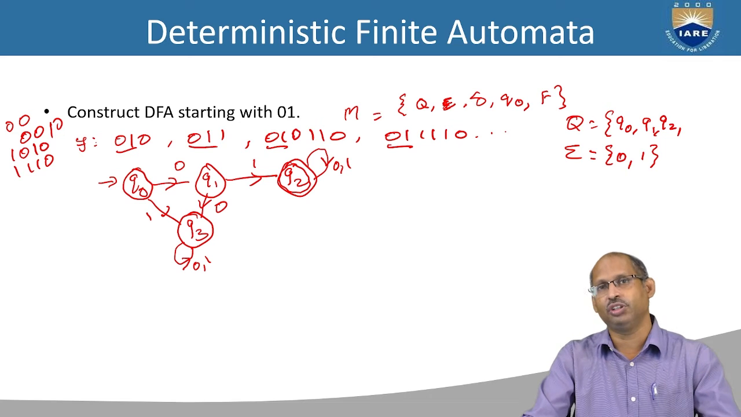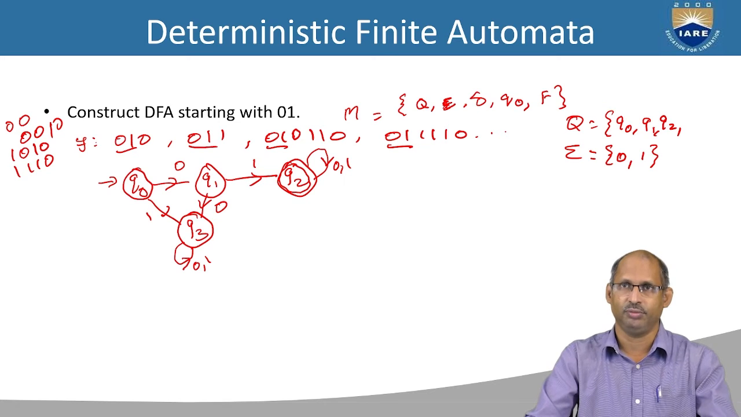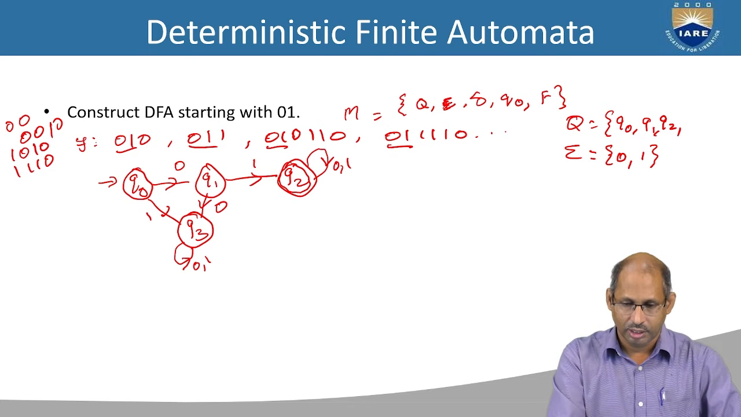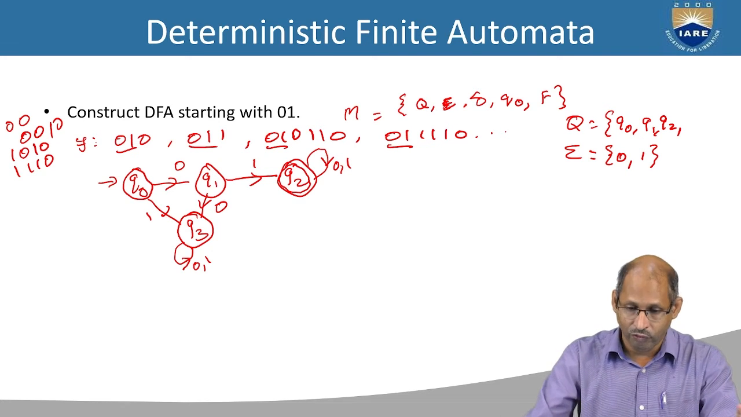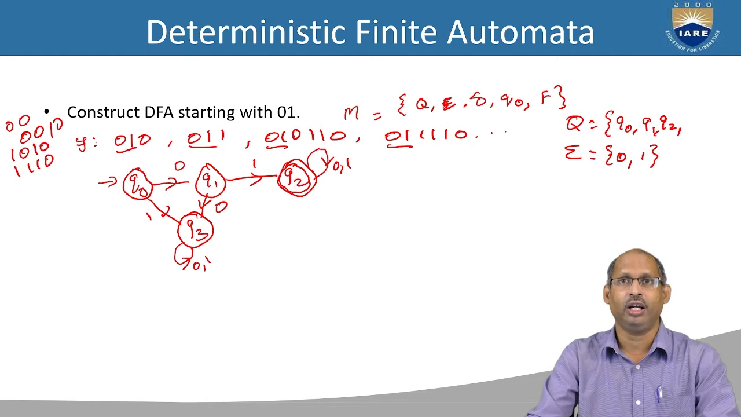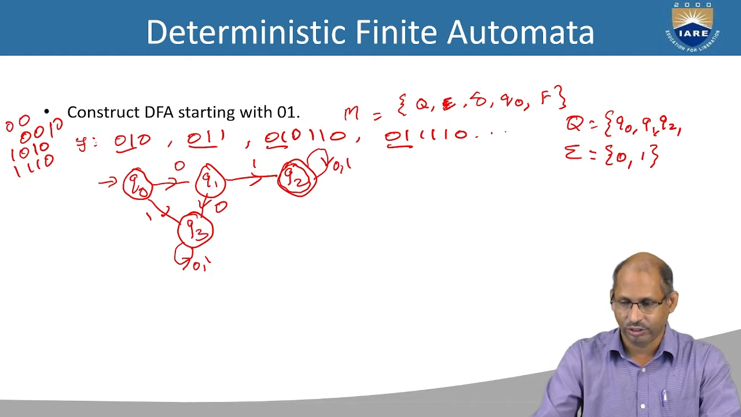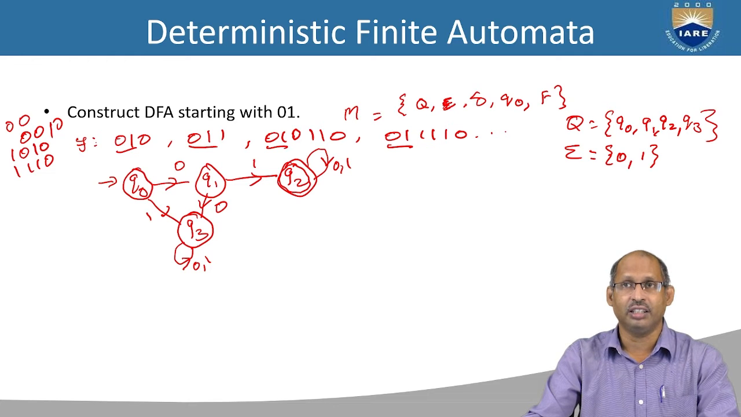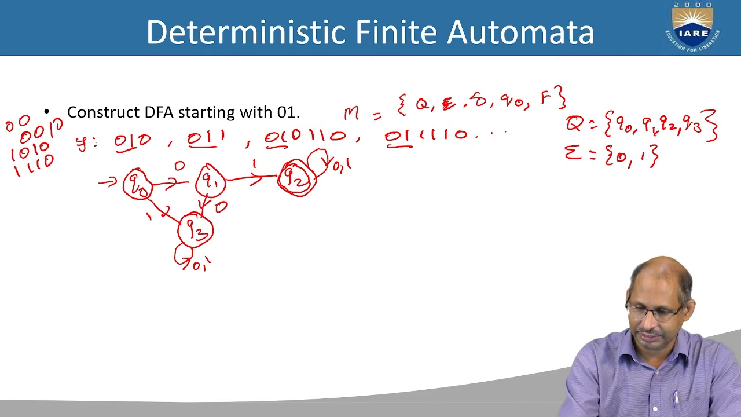After that, any number of zeros and ones are not acceptable. Right? So here there are 4 states we require: Q0, Q1, Q2 and Q3. So these are the 4 states we require. Then what is the input alphabet? 0 and 1. Then we represent the transitions.